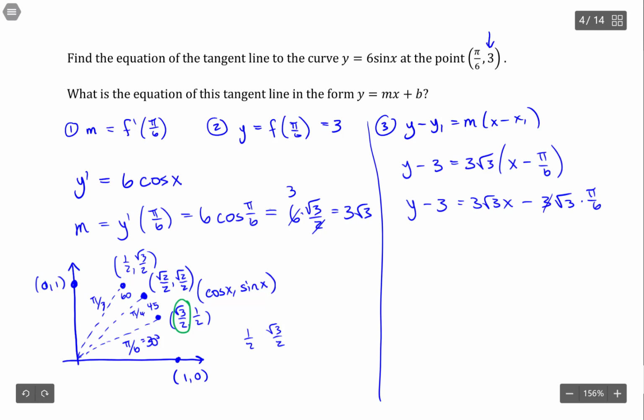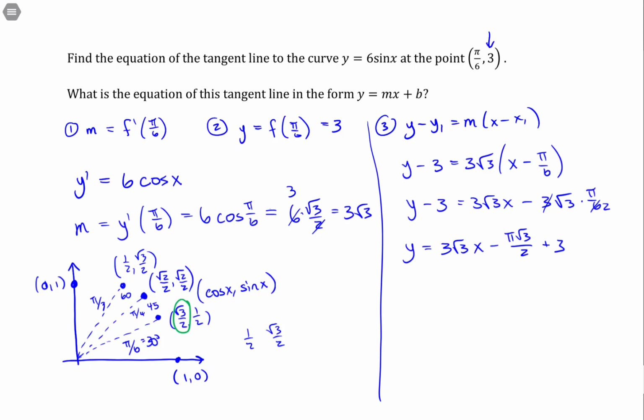And what's nice is the 3 goes into there twice. That'll simplify a little. So y equals 3 root 3x minus pi root 3 over 2 plus 3. And there's not much you can do to combine those. Like you could get a common denominator if you prefer, but this really is just a perfectly fine form. It's algebraically equivalent to the tangent line, so that's all you need.